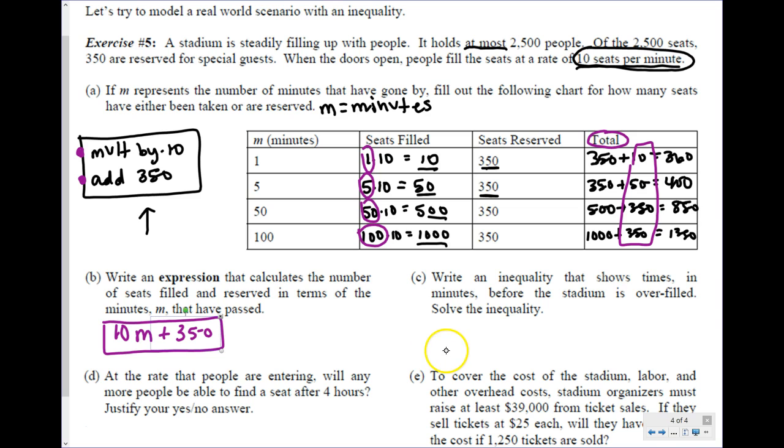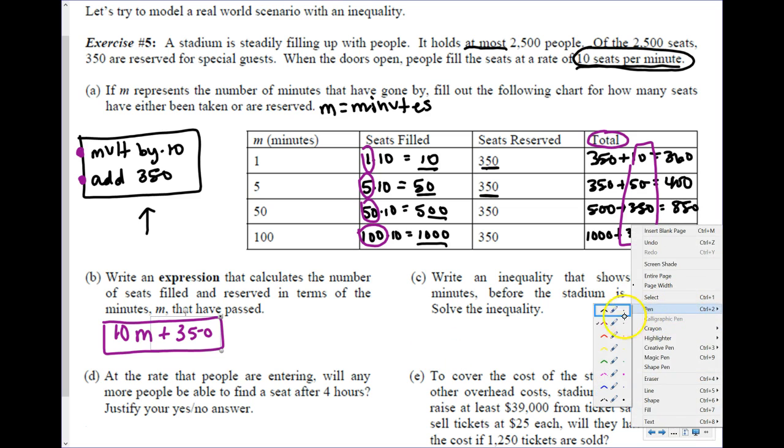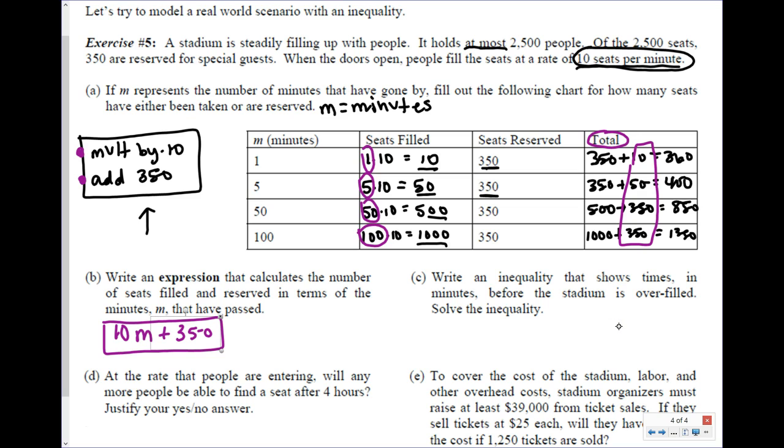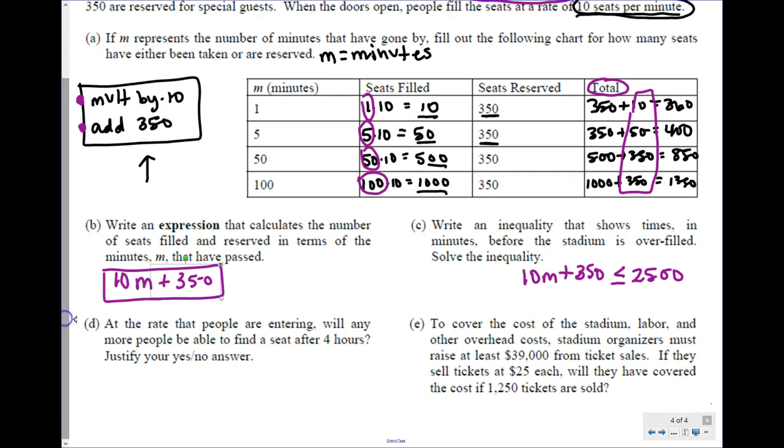Letter C, write an inequality that shows times in minutes before the stadium is overfilled. So we're going to go back up to this idea that this stadium holds at most 2,500 people. So how would I translate at most? Well, I use that less than or equal to sign, 2,500. And what goes over here? My new expression, 10m plus 350. If this ever goes above 2,500, my stadium will be overfilled, right? If I let my stadium sit for like 300 minutes, there might be more people than 2,500 and it would fill up too fast.